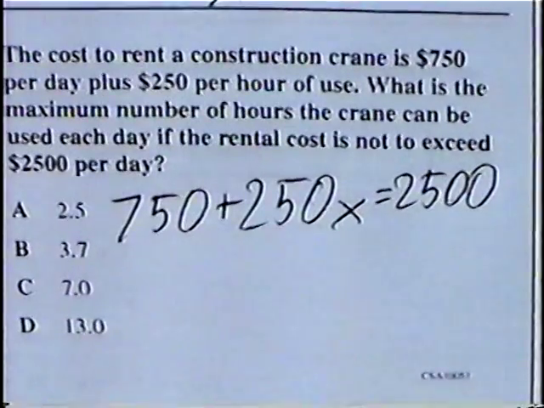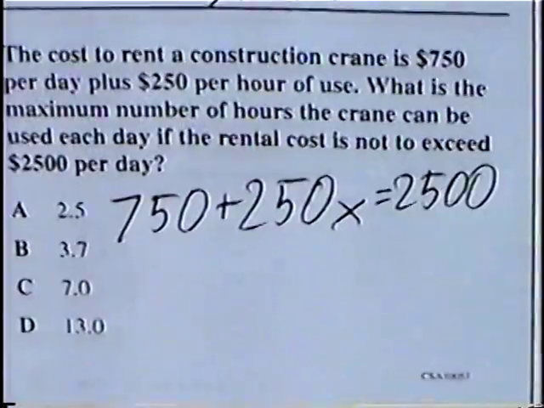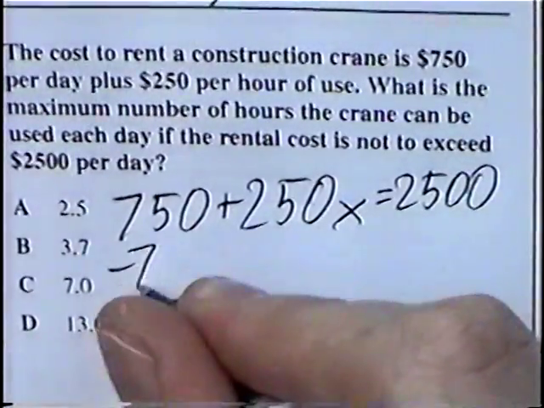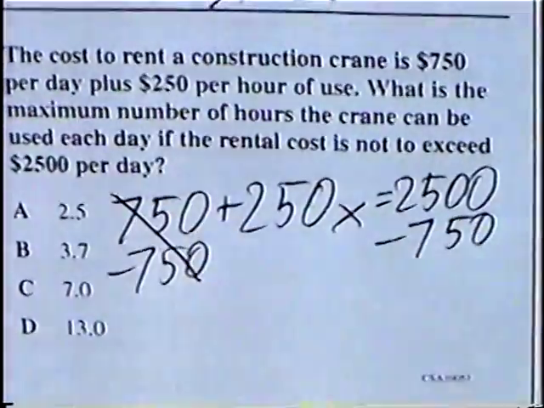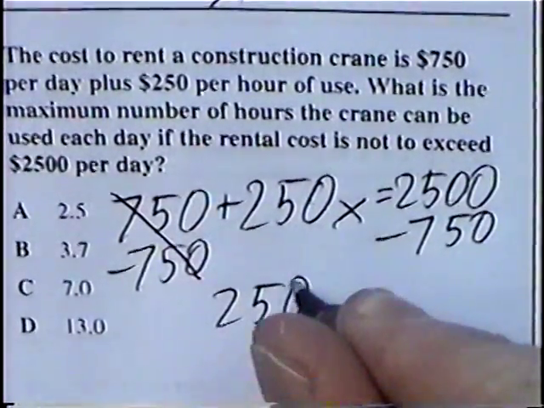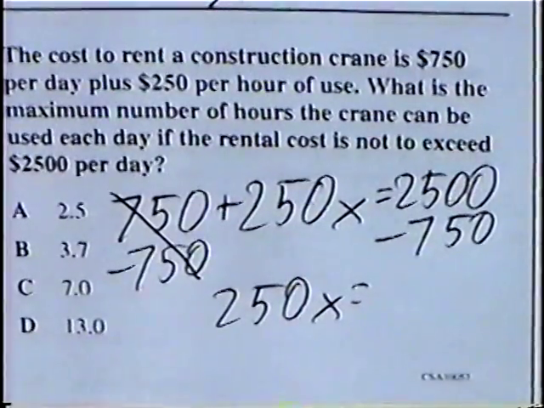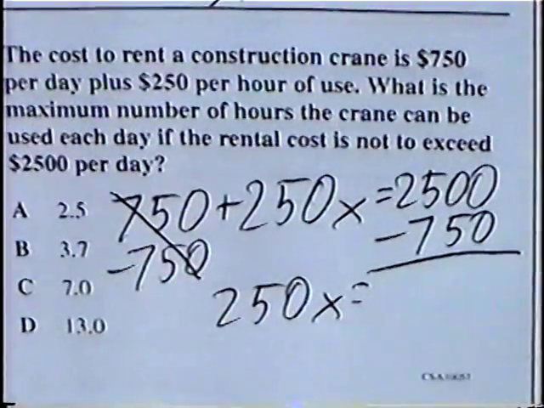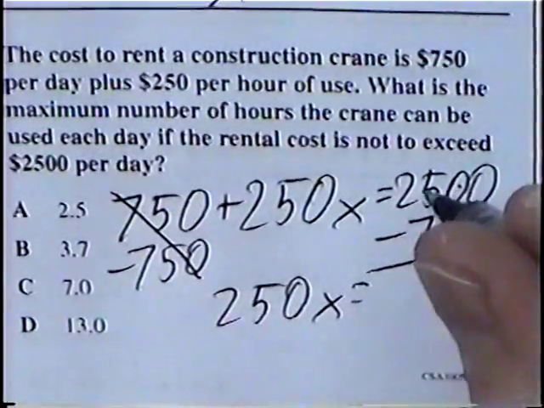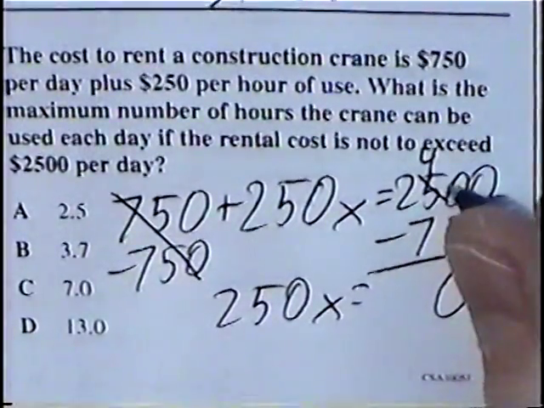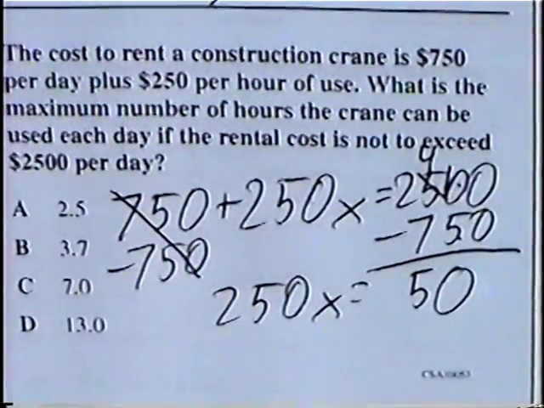That would be the maximum hours that we can rent the crane. Solving for x, we can first subtract 750 from both sides of the equation. 250x would come down. Subtracting 2500 minus 750. Dropping the 0 down. 0 minus 5, we'll have to borrow from the neighbor. Bringing the 1 over. 10 minus 5 would be 5.